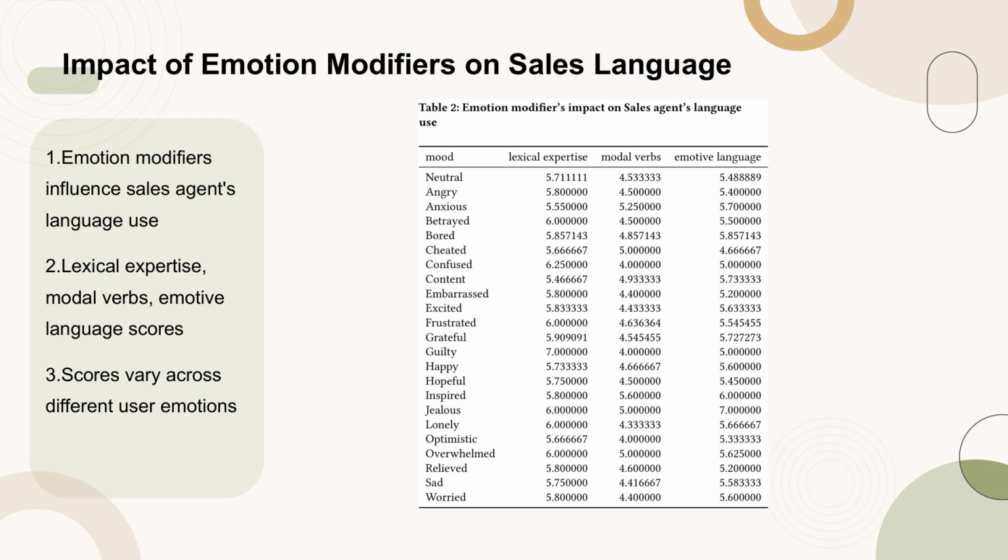Table 2 illustrates the impact of various emotion modifiers on the language use of sales agents. The table categorizes user emotions and provides scores for lexical expertise, modal verbs, and emotive language under each emotion. Notably, the scores vary significantly across different emotions, indicating a nuanced response in sales language based on user sentiment.